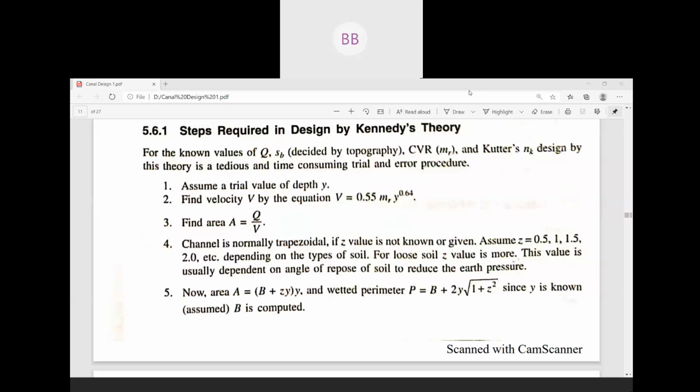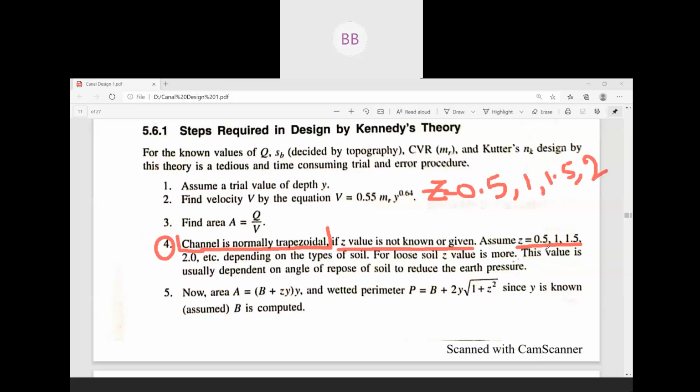So next, step number four. Generally we consider a trapezoidal channel. If the z value is not known or given, assume z is equal to 0.5, 1, 1.5, or maximum 2.